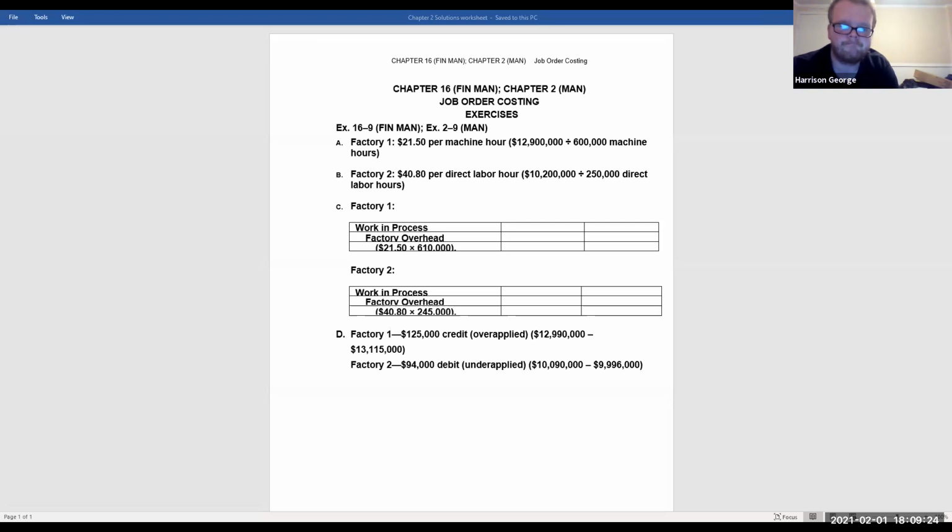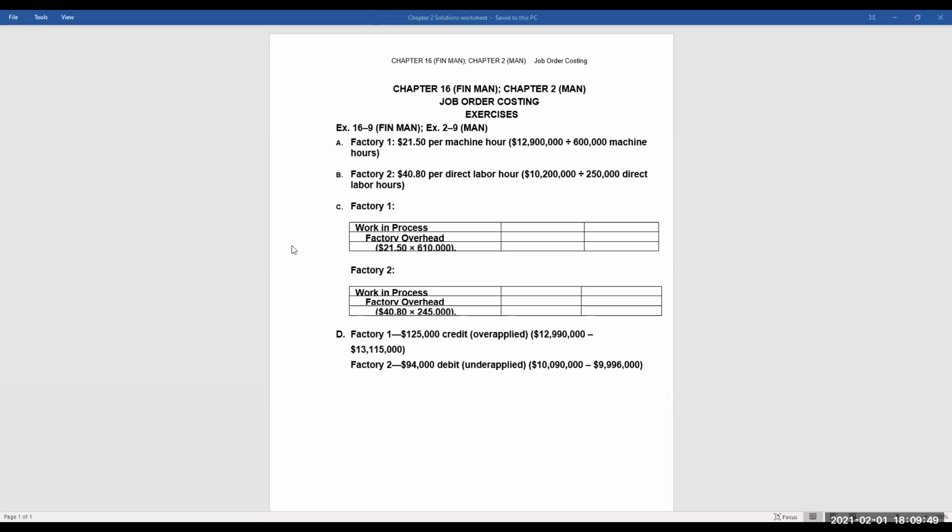40.8. Good. Does everybody agree? 40.80. Does that look good? So 40.80. Thank you, Harrison. And that's per direct labor hour. So let's see how we put it into this worksheet.